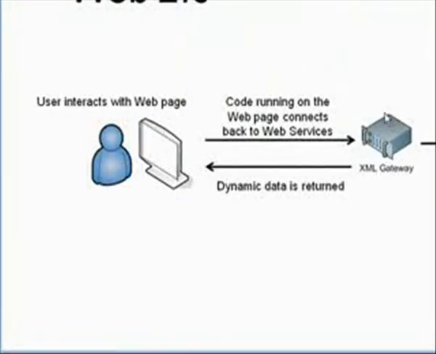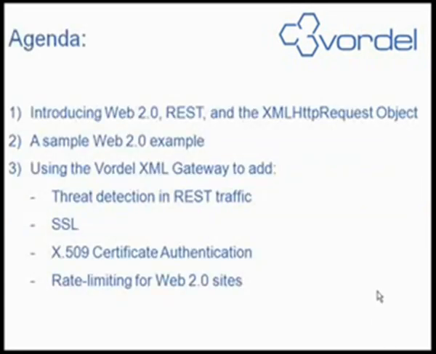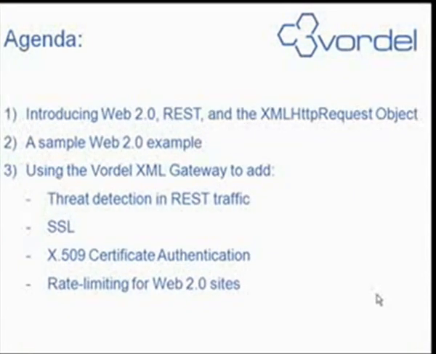Looking back at our diagram, you can see the XML gateway is now providing authentication, SSL, threat scanning, and rate limiting for the backend REST web service. This is application firewalling for a REST web service. We look back at the agenda to recap on the various different items we've seen. We've seen what Web 2.0 is, how the XML HTTP request object is used, and we've seen the XML gateway from Vordel in action. If you'd like an evaluation copy of the XML gateway, or you'd like to find out more, look at Vordel's website or contact info@vordel.com.